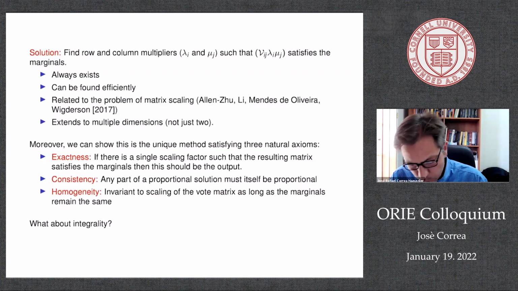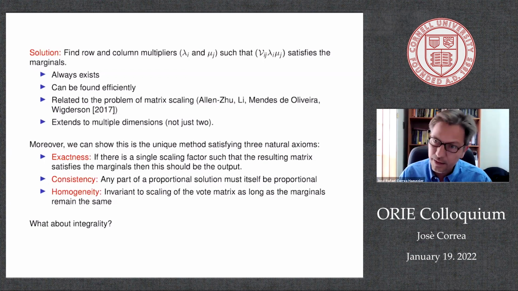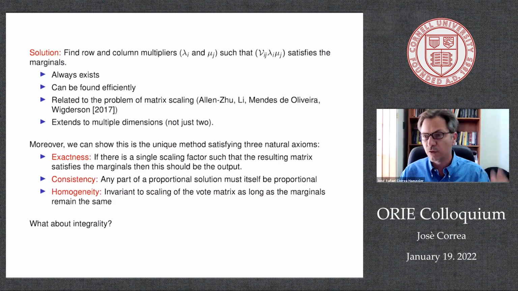And actually, we can give a sort of axiomatic perspective. This method, the method of finding lambda multipliers such that the new matrix satisfies the marginals, is the unique method satisfying three very natural axioms. One is exactness. So if there is a single scaling factor, this is what you should use. Consistency means that if you restrict your solution to some rows or some columns or whatever, then this solution should still be proportional to what it has to be, right?